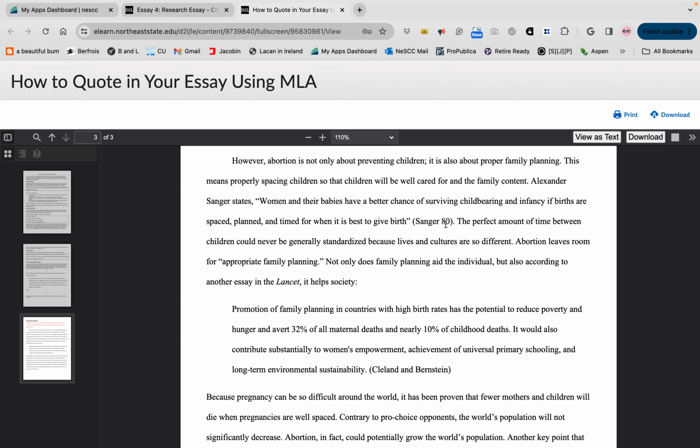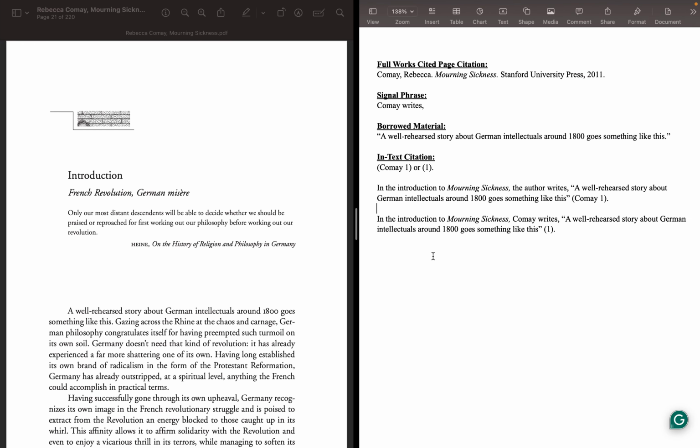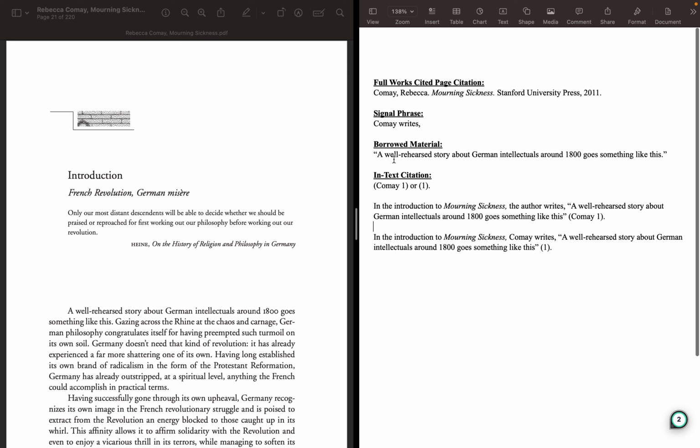Now, I wanted to give you another example of what this can look like. So this is a book by someone named Rebecca Comey, and I have a digital copy of the book. Here is the full works cited page citation entry. So this is something that would appear after your essay on your works cited page. This is, in theory, all of the information that I need to go and find this book. I know the author's name, the title of the book, who published it, and when it was published. So I could, for example, just take that information, I could Google it, I could go to a library. That's how I would find this.